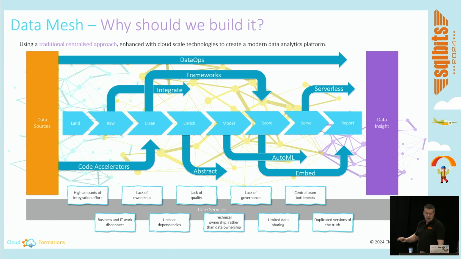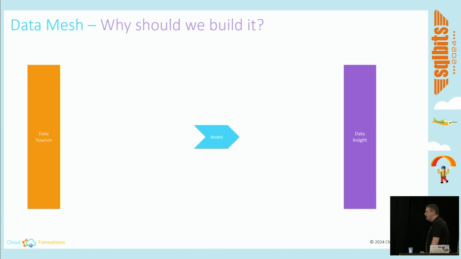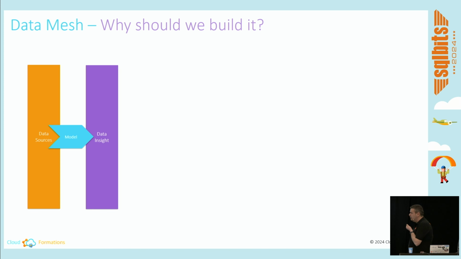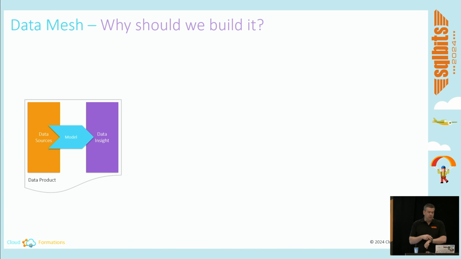Well, this is the starting point for that answer. Ultimately, we need to strip away some of that complexity. We need to try and get a lot closer to that data insight. We need to package it up. We need to make it smaller. We need to make it so we can then define what is ultimately a data product. And we can get there with that insight much quicker.